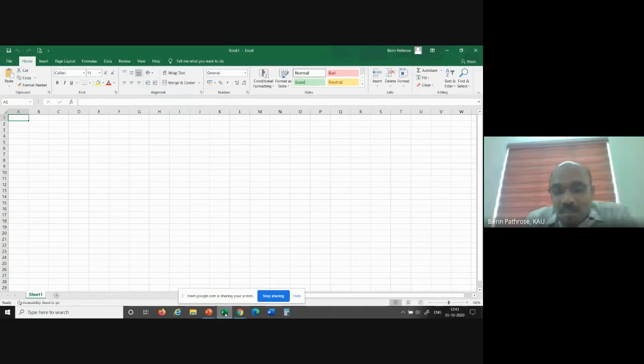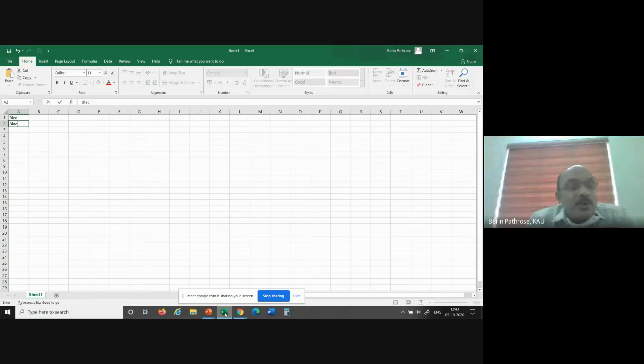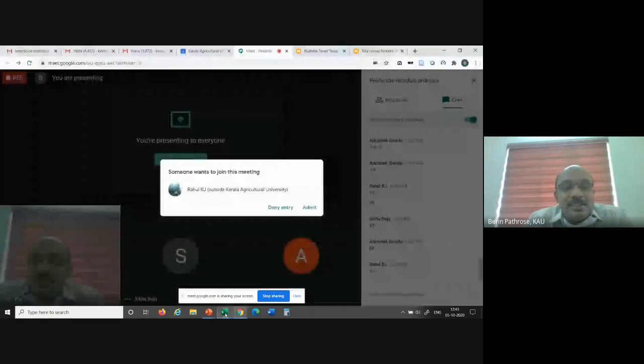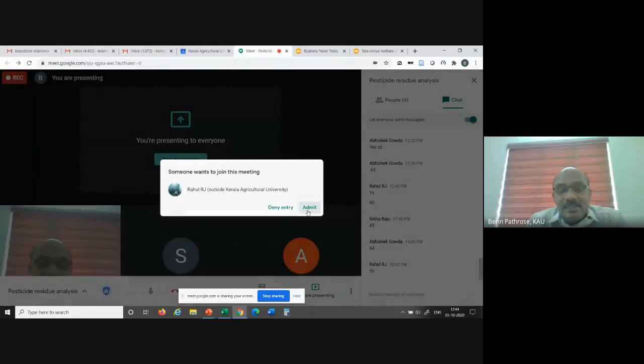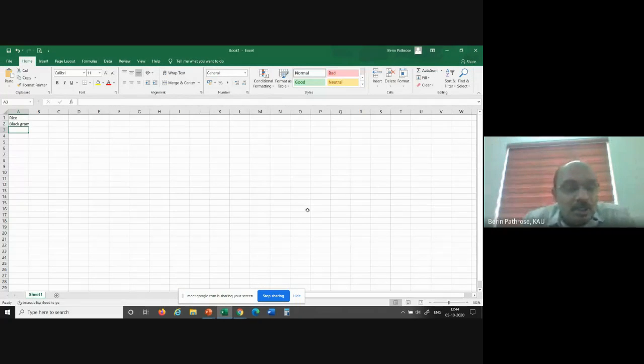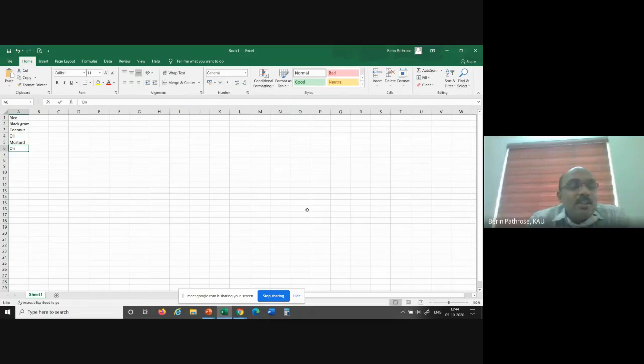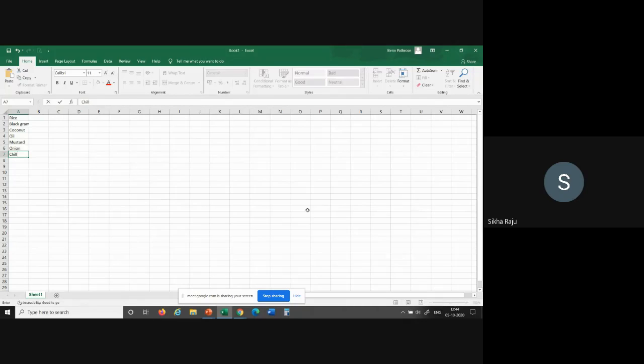So what are the constituents of dosha? Rice and black gram. Okay. Then chutney. What all things do you add? Coconut, oil, mustard, onion, chili, curry leaf.